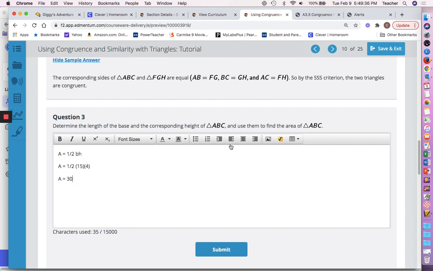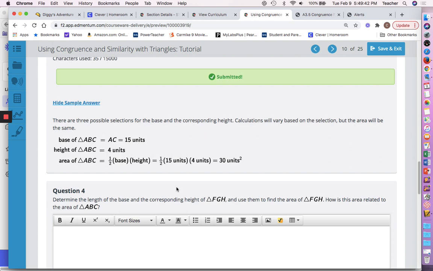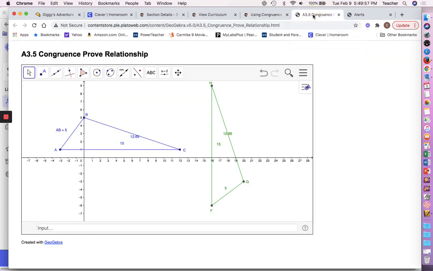So is that all I had to do? And use them to find the area of ABC? Yeah, that's it. Area is 30. Yeah, look at that. There you go. Question number 4. Determine the length of the base and the corresponding height of FGH, and use them to find the area of FGH. All right, and then ask me how this is related. Well, they're the same triangle, so they're going to be the same area.